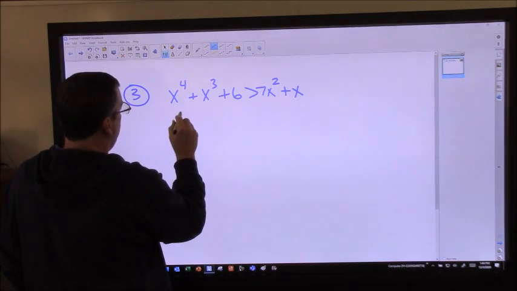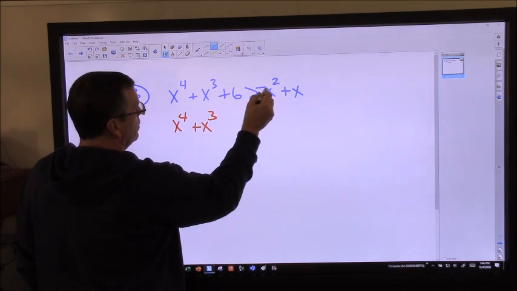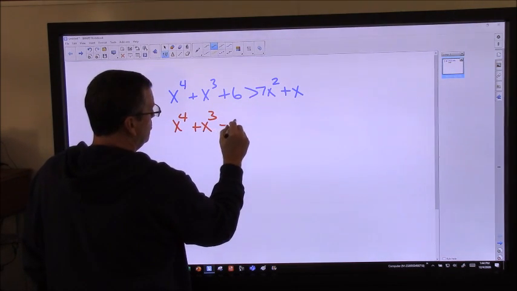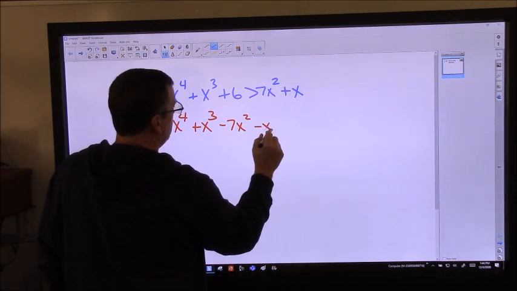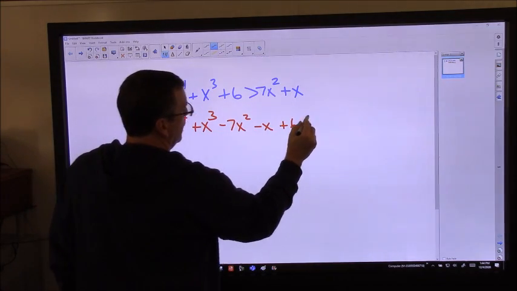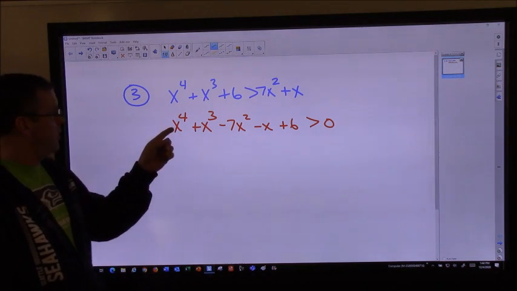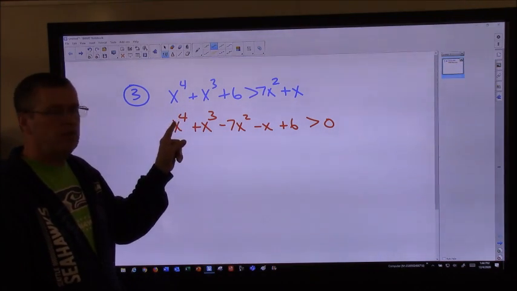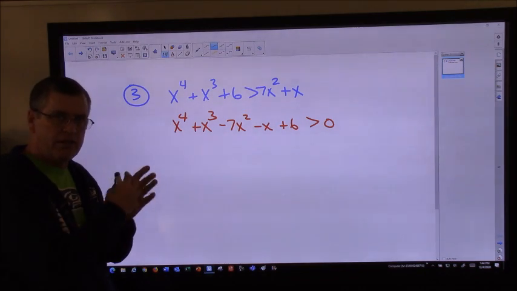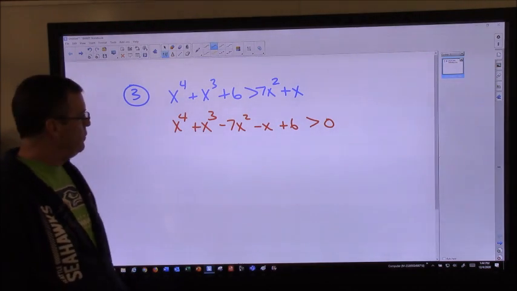So I would have x to the 4th plus x cubed. Here's my x squared term. I move it over, it becomes negative. This x will become negative, and then plus 6. And I want that to be greater than 0. So again, we've got a little bit of work here with synthetic division. We've got to find our 4 zeros, and then break it up into intervals, and then test each one. Okay? You guys go ahead and try this one.